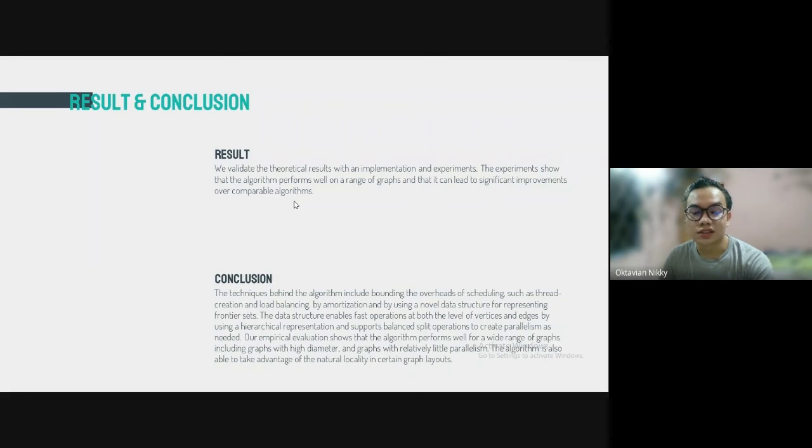The data structure enables fast operation at both the level of vertex and edge by using a hierarchical representation and supports balanced split operation to create parallelism as needed. Our empirical evaluation shows that the algorithm performs well for a wide range of graphs, including graphs with high diameter and graphs with relatively little parallelism. The algorithm is also able to take advantage of the natural locality in certain graph layouts.